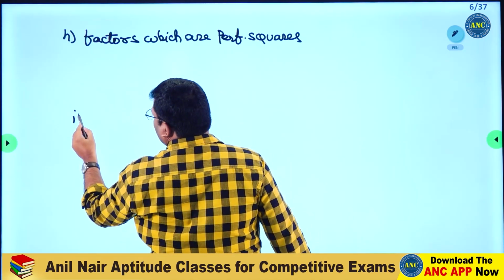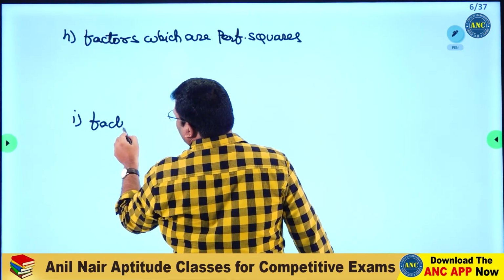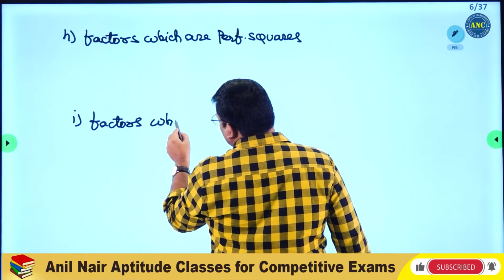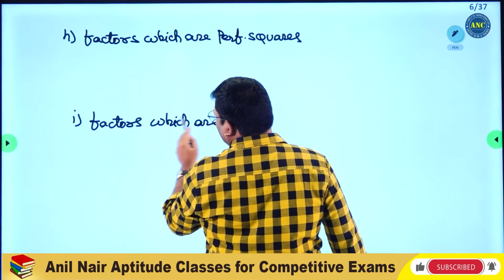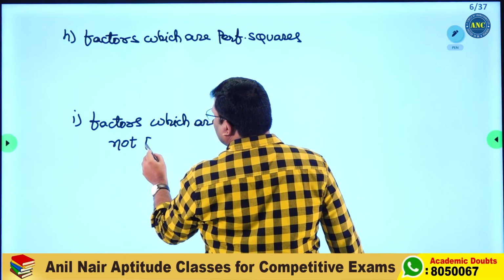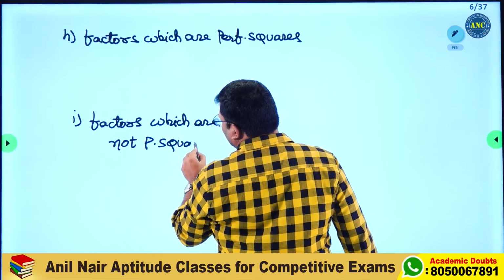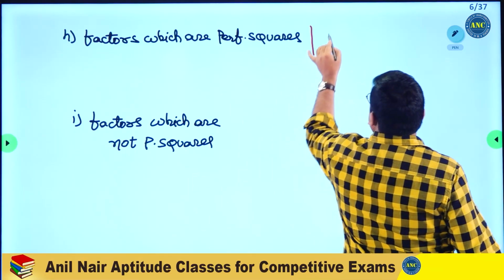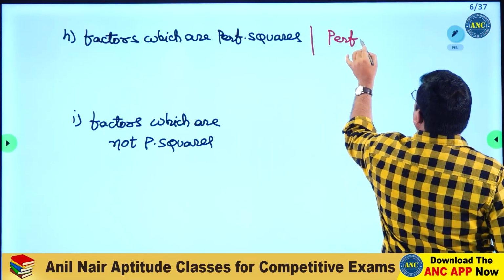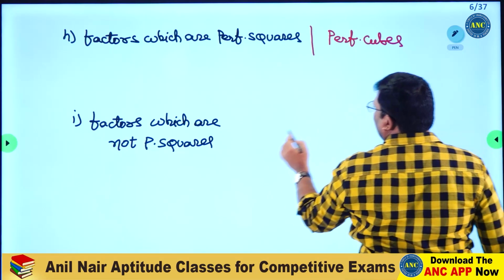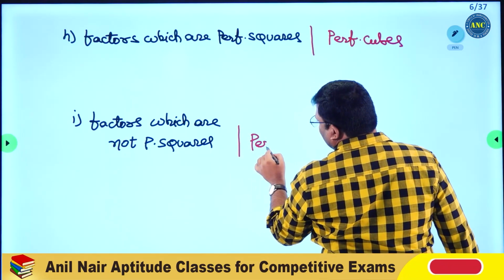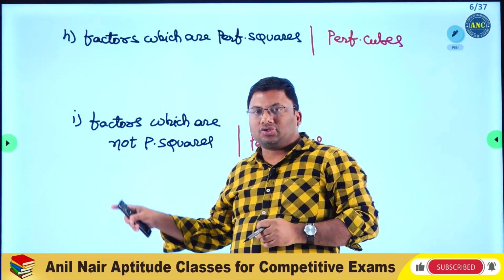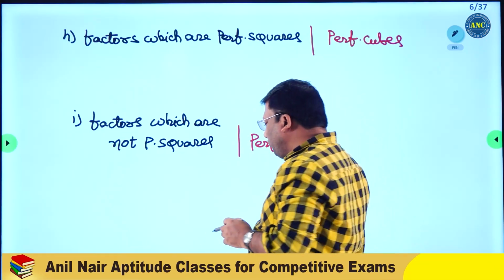Factors which are not perfect squares. How to find out the factors which are not perfect squares? A very, very important concept. Once we understand this concept of perfect squares and not perfect squares, we will discuss how to find out the factors which are perfect cubes. Once you understand these two concepts, solving these will be very easy.